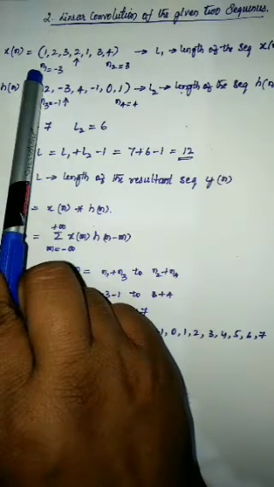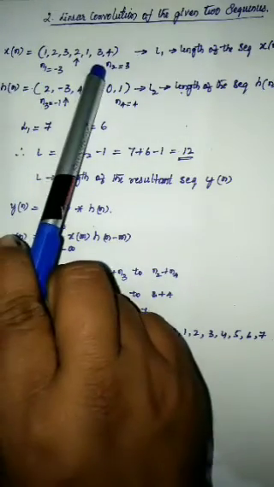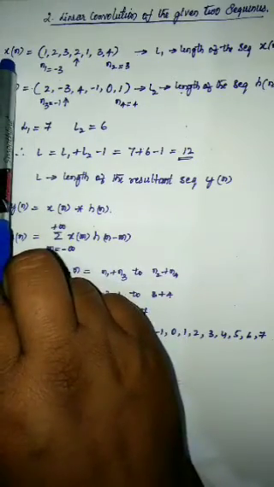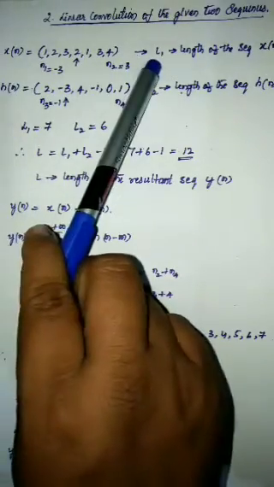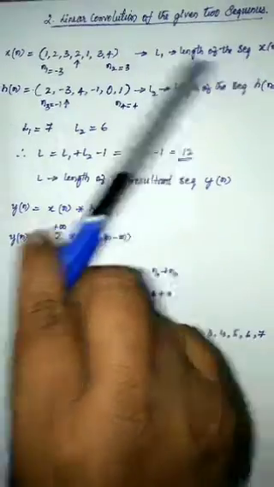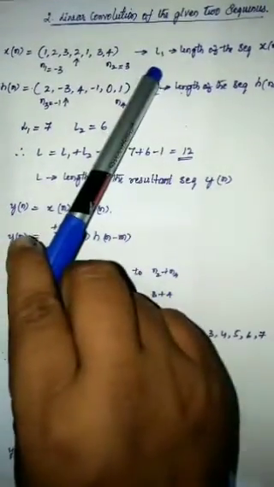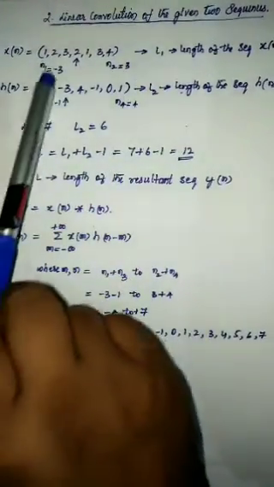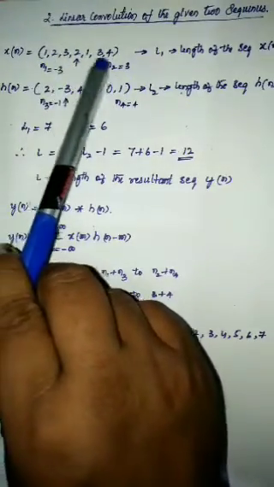So n1 is the starting index of this sequence and n2 is the end index of this sequence x of n, and L1 is the length of the sequence x of n. Here L1 is equal to 7 because there are 7 samples in this particular sequence x of n.